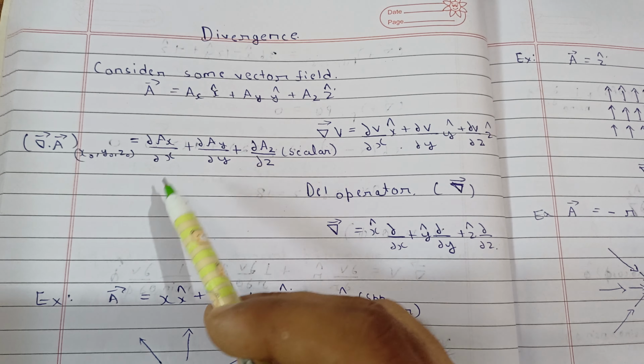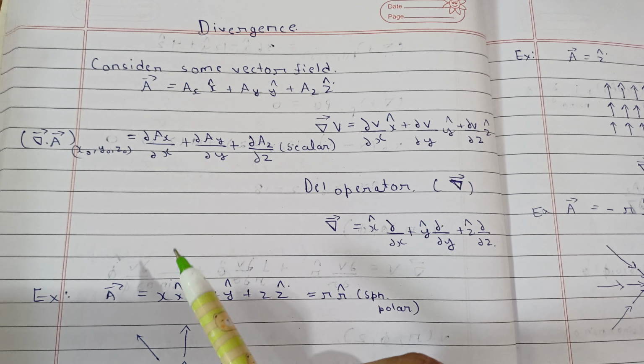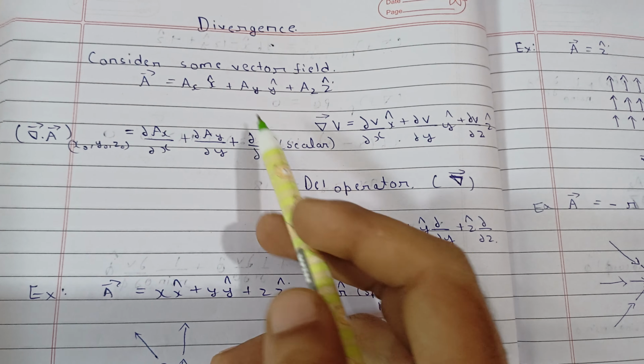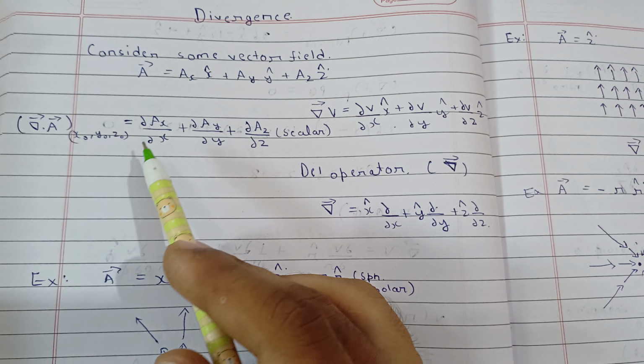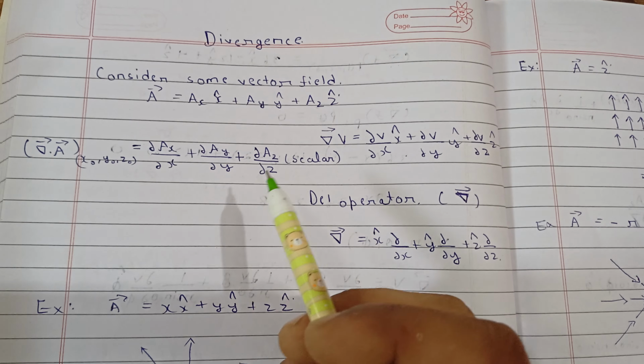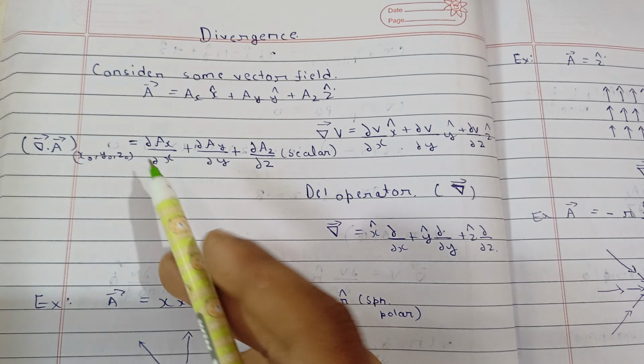So del dot A is given by the dot product of A and the del operator. It will give you del ax divided by del x, plus del ay divided by del y, plus del az divided by del z, and this will be a scalar. And this is always found at a particular point. So when you get this, you will substitute the values x naught, y naught, z naught, and you will get the divergence at that point. Now this is the mathematical part, how to find the divergence. Let's see what the meaning of divergence at that point is.